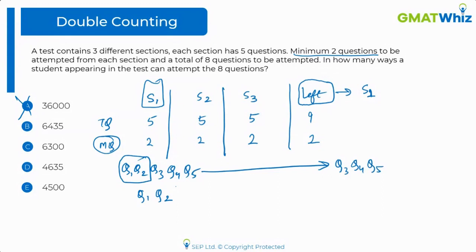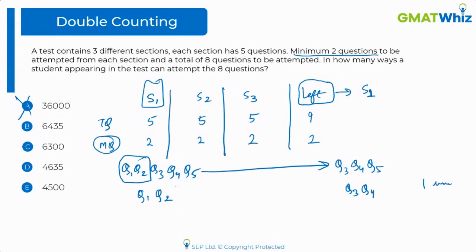Now I'm selecting 2 questions from this quota as well. It is possible that I might end up picking Q3 and Q4 here. So this is one scenario. This is considered one unique scenario.